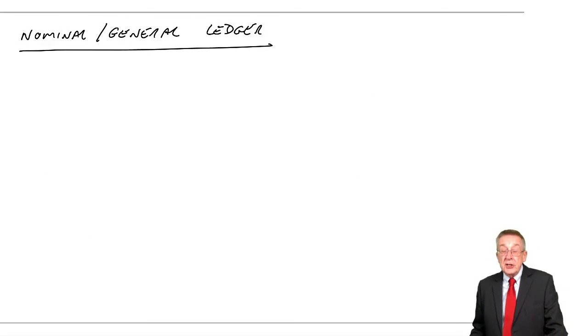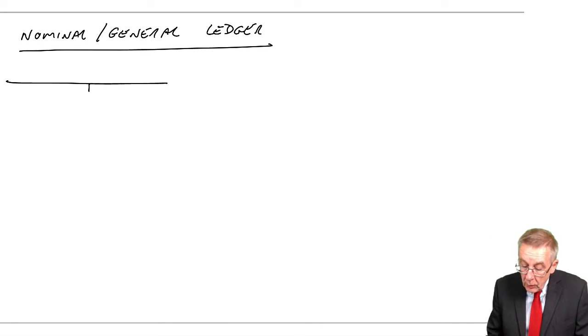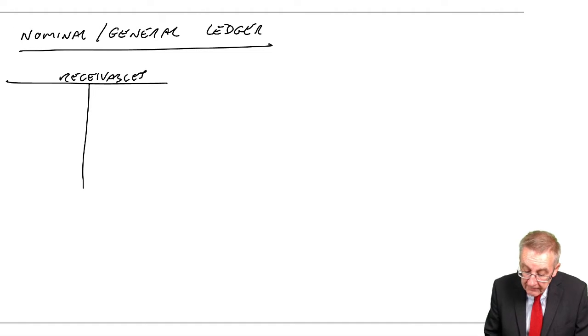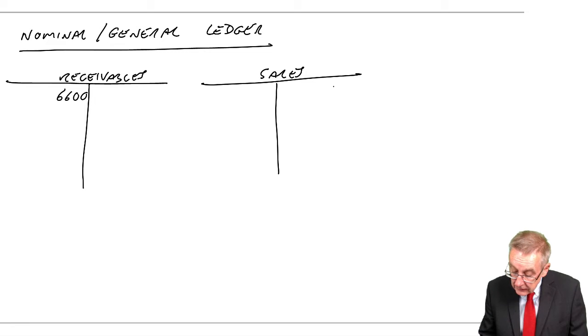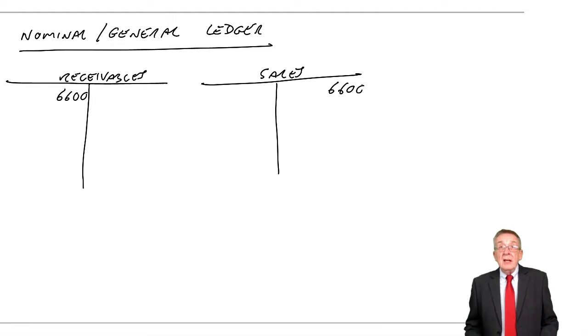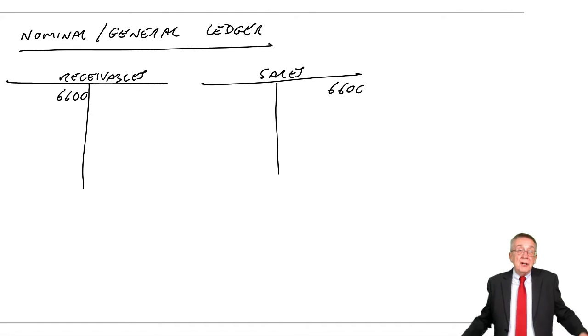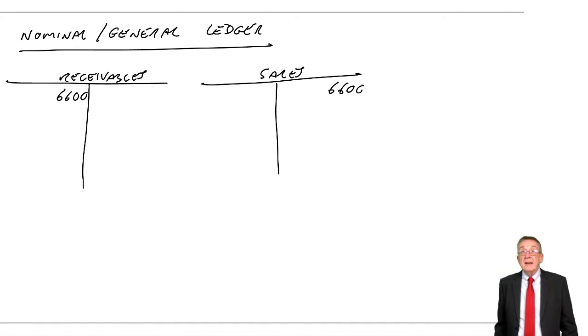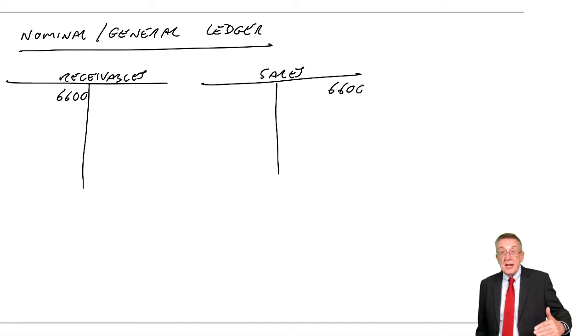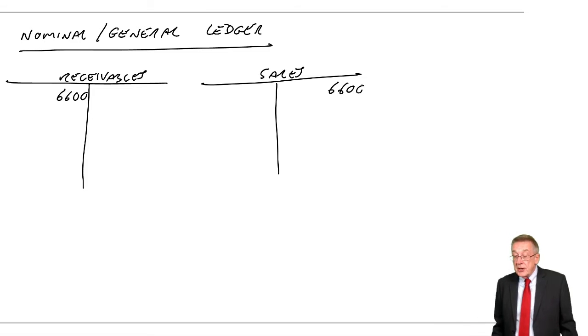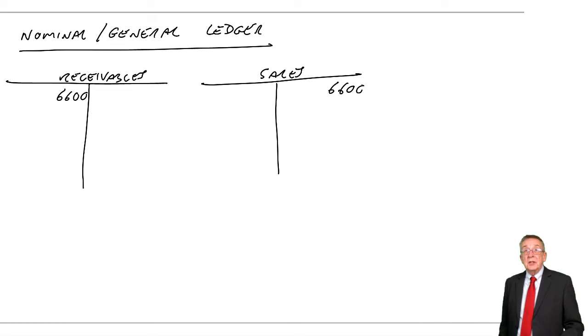And so in the nominal, the general ledger, we'll debit receivables account with 6,600. We'll credit sales. So whether there were 5 sales on credit or 5,000, doesn't matter. Every individual sale on credit was listed in the sales journal or the sales day book. For the double entry, we just take the one big total. Debit receivables, credit sales.